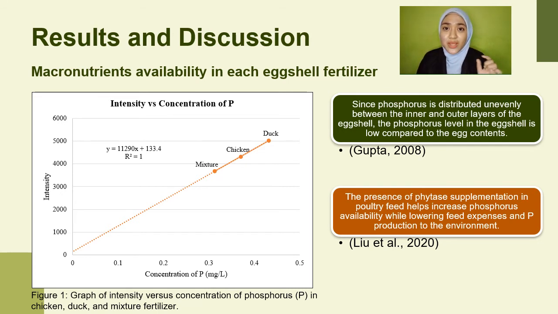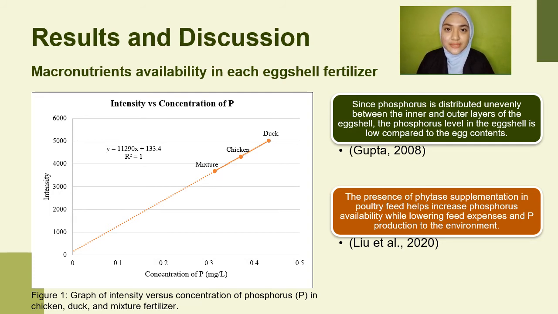There is a small amount of phosphorus since it is distributed unevenly between the inner and outer layers of the eggshell. The phosphorus level in the eggshell is lower compared to the egg contents. So, the presence of phytate supplementation in poultry feed helps increase phosphorus availability while lowering feed expenses and feed production to the environment.